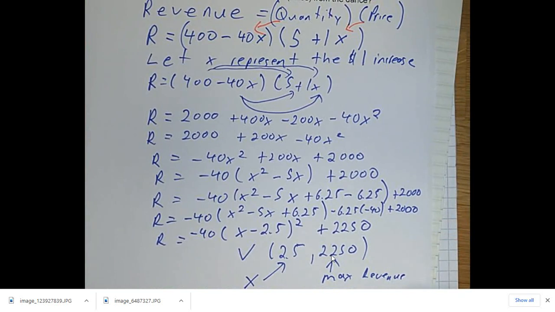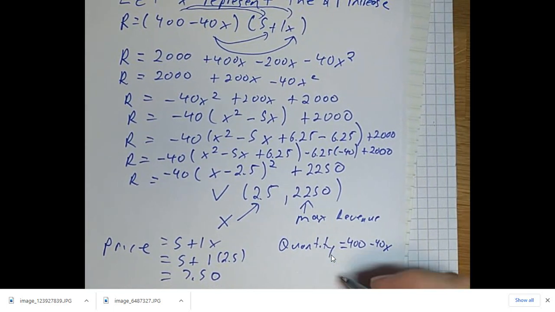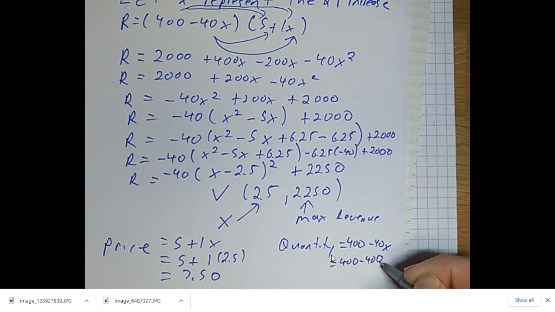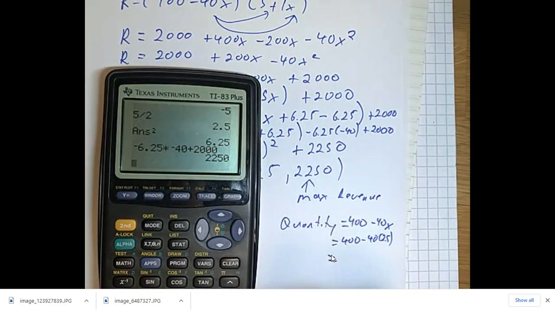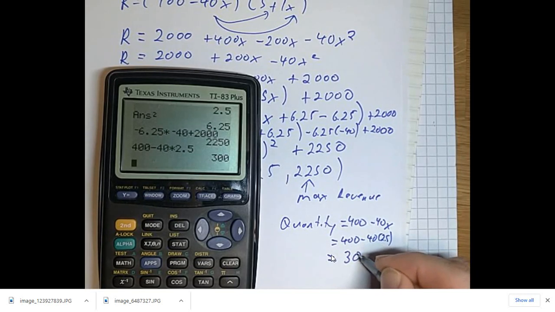We see how many people show up. Equals 400 minus 40x. So 400 minus 40 times 2.5. This is how many people, the quantity of people that will show up. We go to our calculator, so we can just do that on the calculator. So 400 minus 40 times 2.5. And we get 300 people.